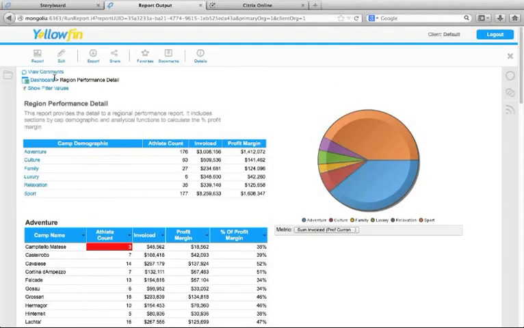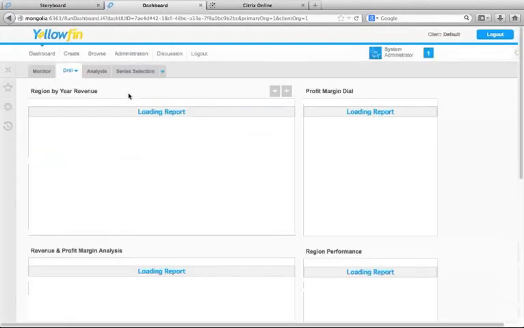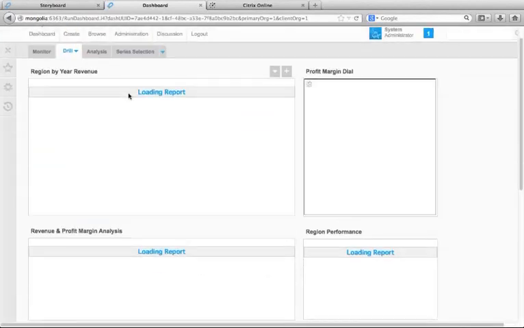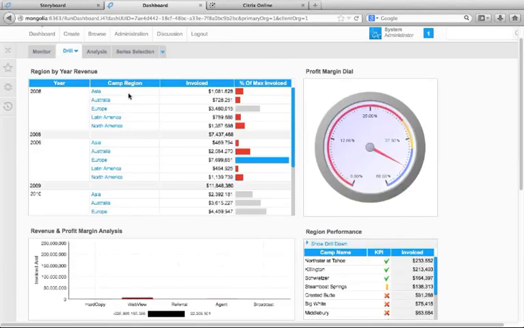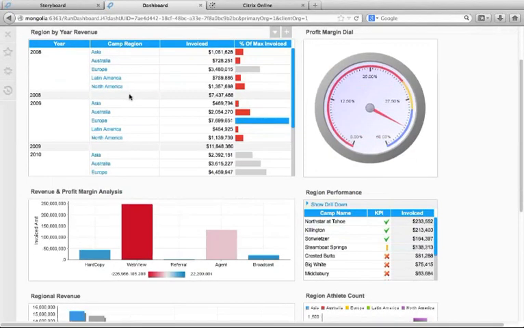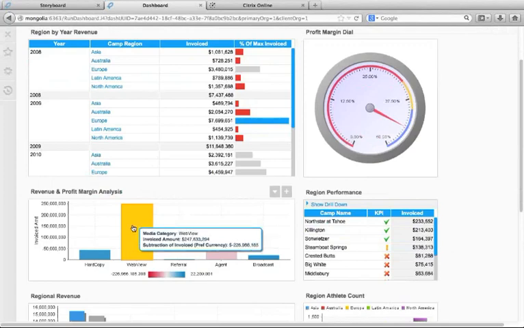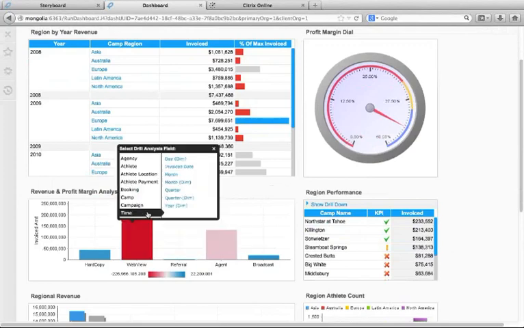The third type of interactivity is Drill Anywhere. So Drill Anywhere operates in a similar way to Drilldown, although you don't need to predefine a hierarchy. So you can define this hierarchy as you go and as you're using your report.